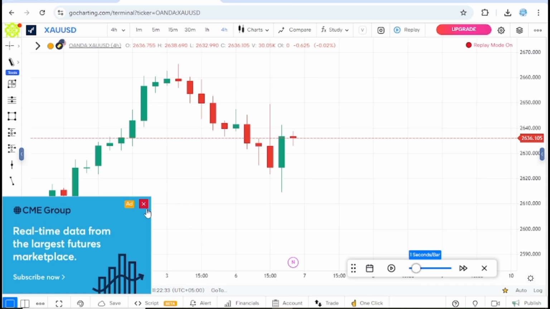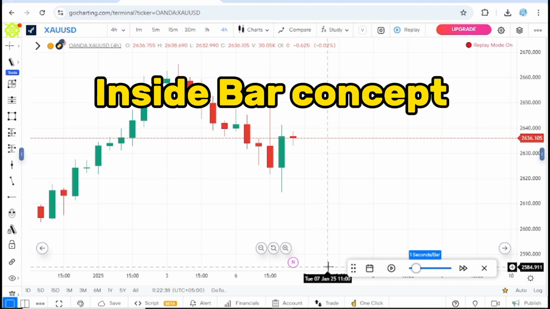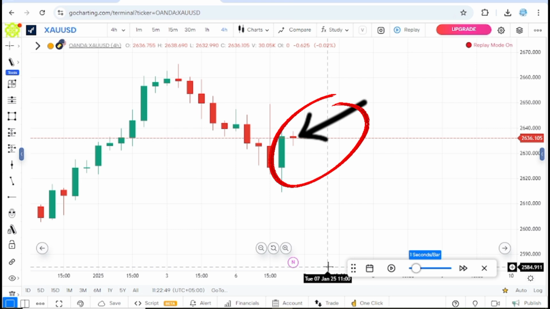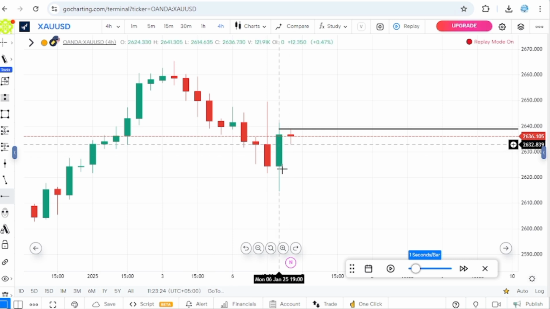A gold trading concept that can completely transform your journey is called the inside bar concept. First, set your chart to the 4-hour time frame. Next, identify an inside bar candle. As you can see here, this small red candle is fully inside the previous green candle, making it an inside bar. Now mark the highs and lows of this inside bar candle.